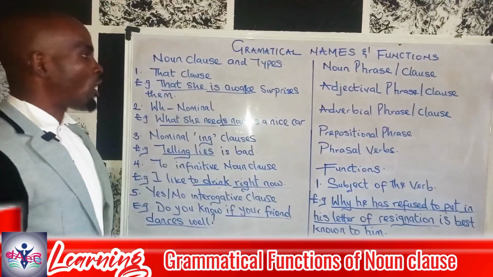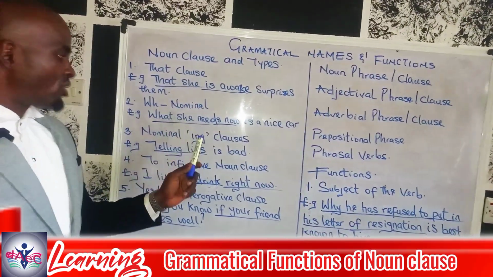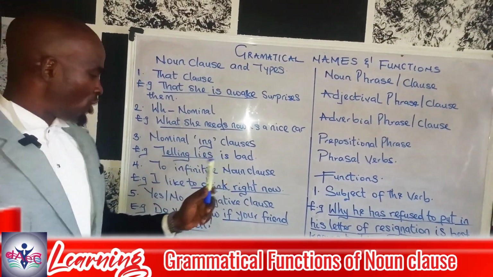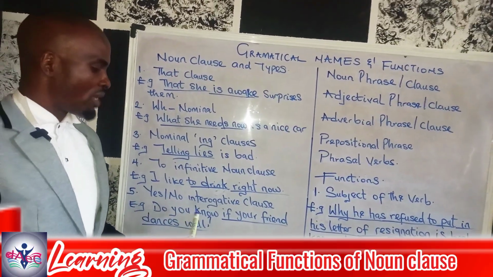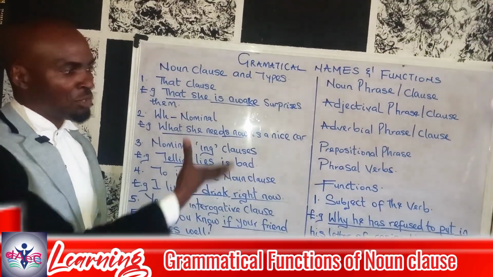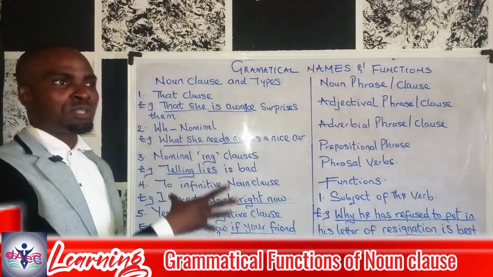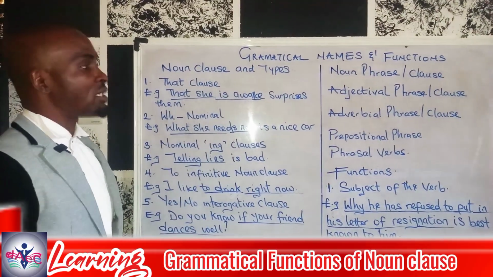So to repeat all that I have said, we have the that clause, we have the WH clause, we have the nominal -ing, we have the to-infinitive clause, and lastly we have the yes or no interrogative clause. For the sake of those who are taking this class online, you can just snap it, write it down, so that you can always go back to it after this class.